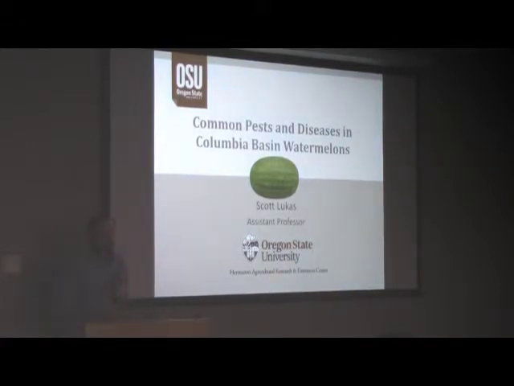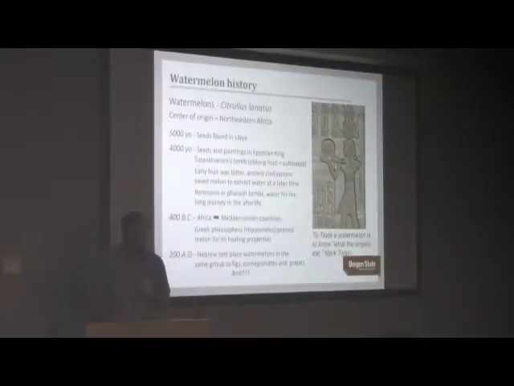So as Sylvia said, I'm going to be talking about some common pests and diseases in watermelon. But before we get started, just a little background into watermelon, some of the historical aspects of it. Watermelon is Citrullus lanatus, and this was originally out of northeastern Africa. And some of the evidence for this is found in Libya. The seeds were found about 5,000 years ago.